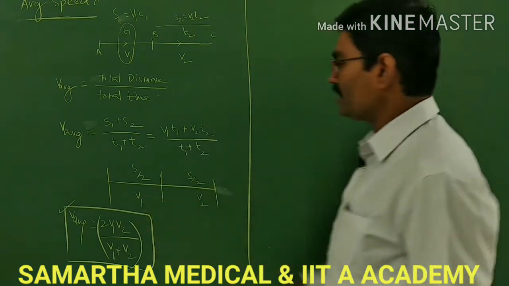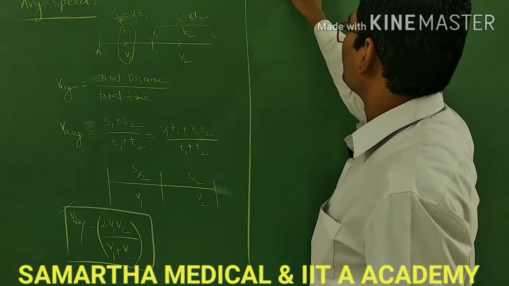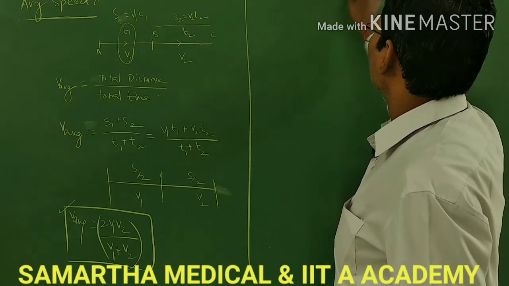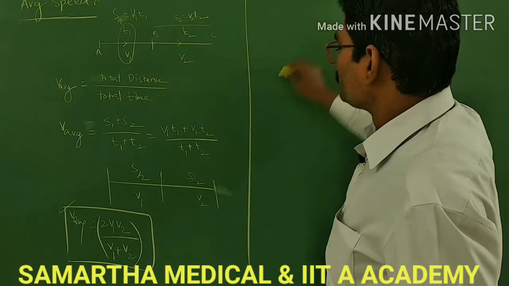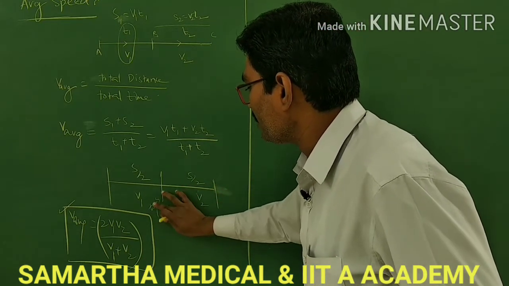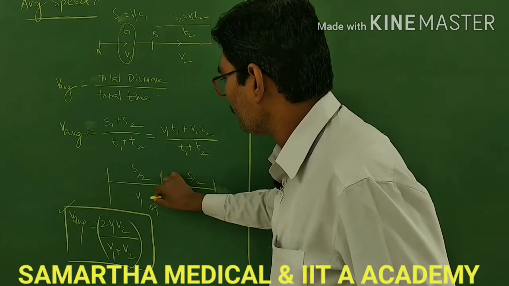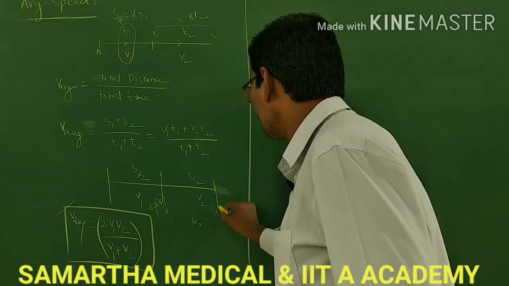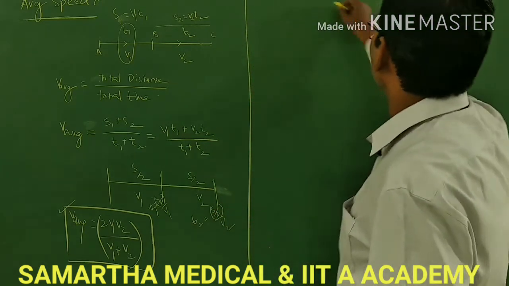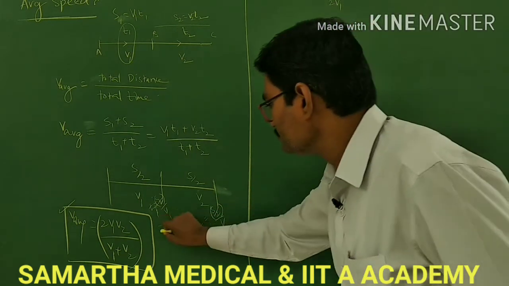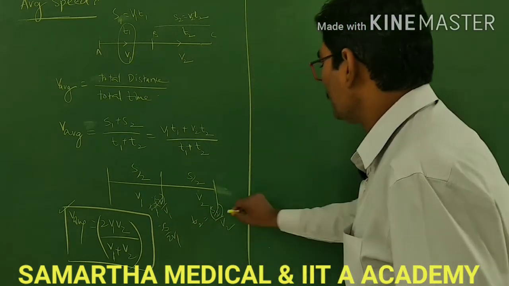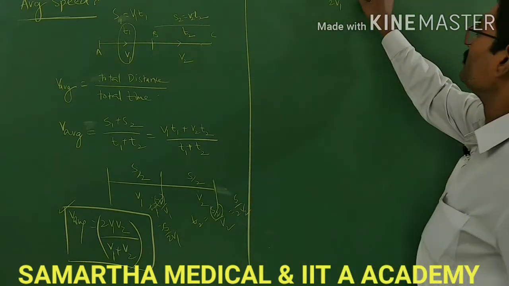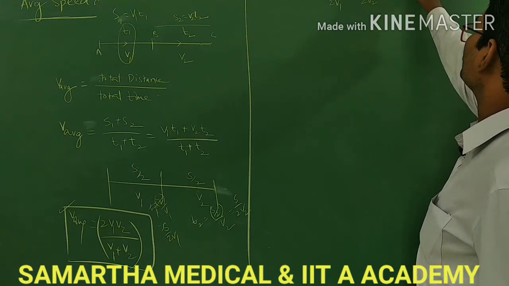Yes, you know how to get that proof. Average speed is total distance by total time taken. So S by 2 plus S by 2, divided by total time. Time taken is T equals S by v. So T1 equals S by 2 by v1, and T2 equals S by 2 by v2. So S by 2v1 plus S by 2v2.